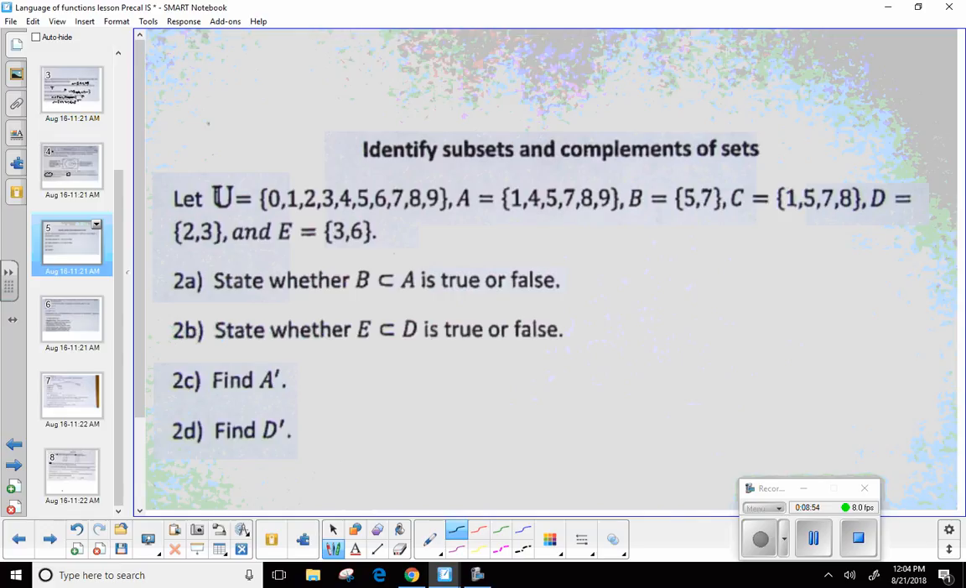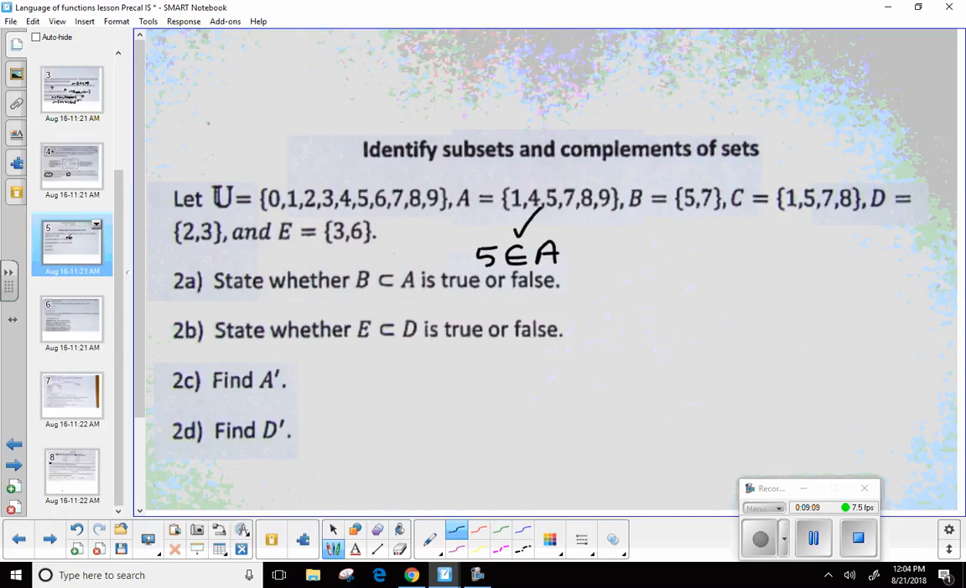That was the symbol we used for subset, the group within a group. So let's look at the elements of B. B has 5 and 7. Could I say that 5 belongs to set A? That's a true statement.